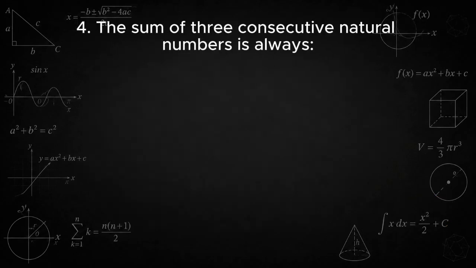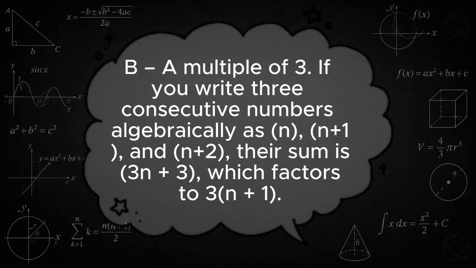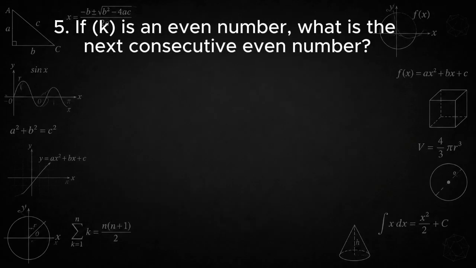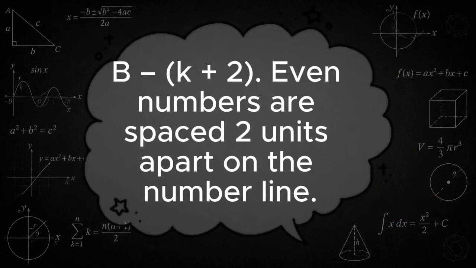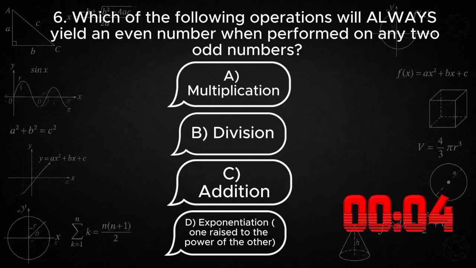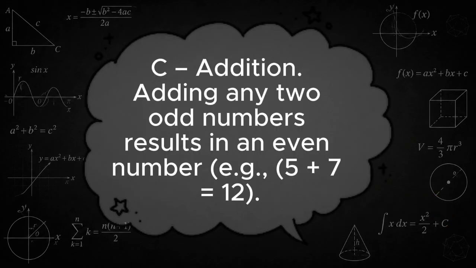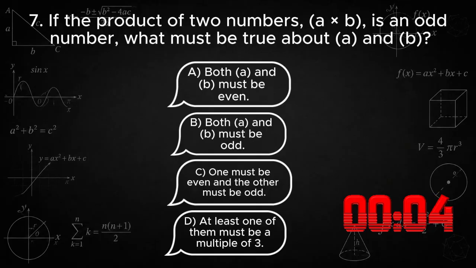4. The sum of three consecutive natural numbers is always. 5. If k is an even number, what is the next consecutive even number? 6. Which of the following operations will always yield an even number when performed on any two odd numbers? 7. If the product of two numbers, a times b, is an odd number, what must be true about a and b?